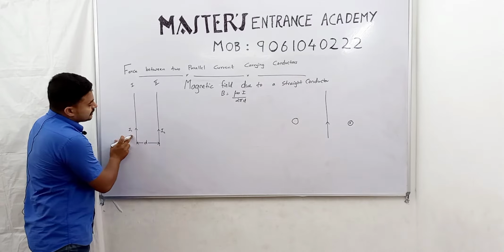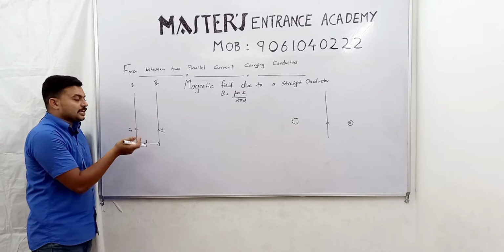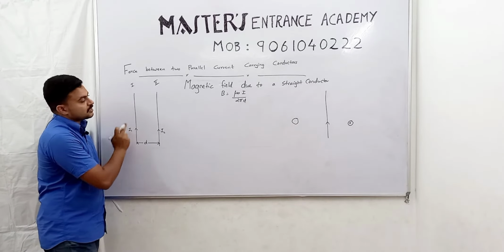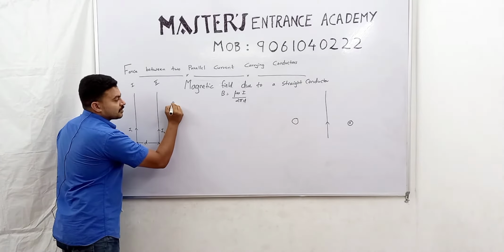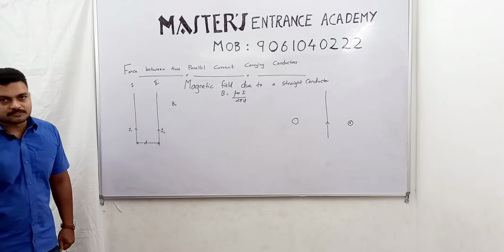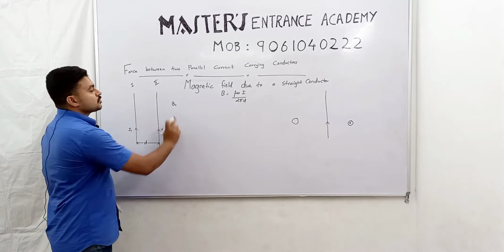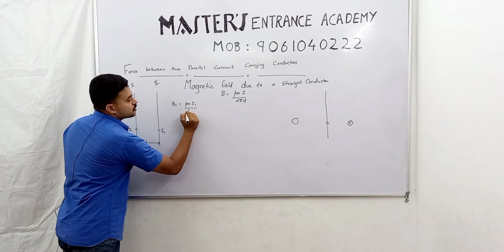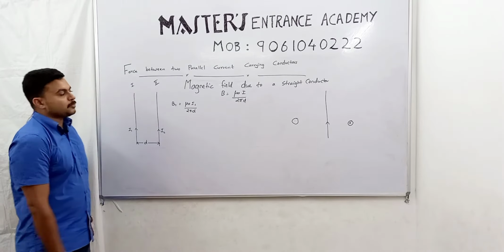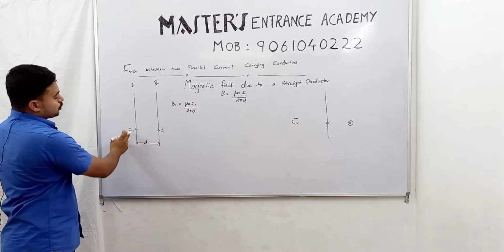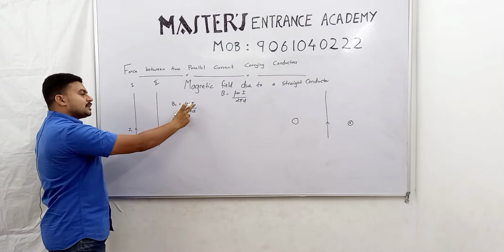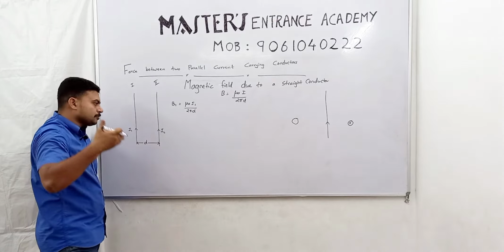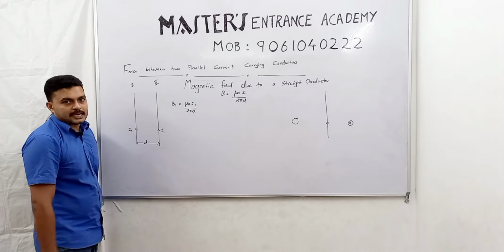Due to this conductor, the magnetic field will be into the second conductor. The magnetic field produced by the first conductor we can represent as B1. So B1 is equal to mu naught I1 by 2 pi d, because I1 is the current through this. So this I1 is responsible for making a magnetic field at this point. This magnetic field is acting perpendicular into the second conductor.